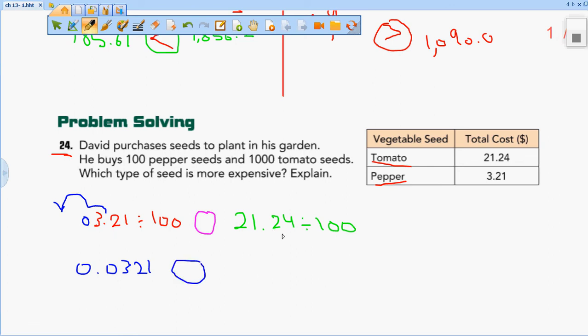And here 21 divided by 100, we have to move it 1, 2 to the left side. Comes 0.2124. Now compare 321 or 2,124. This is greater, so tomato is expensive. Tomato more expensive than pepper.